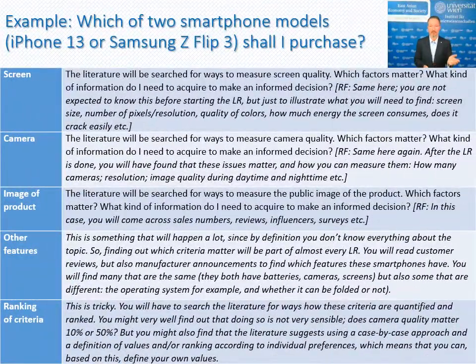Okay, and then you see the same thing follows for a number of other pretty obvious characteristics. I have two more points here. If you go a bit further down on this slide: other features and ranking of criteria. Other features means that you might eventually come across characteristics that you have not found during the first part of your literature review, so of course you have to add them. And also ranking is always a bit of an issue.